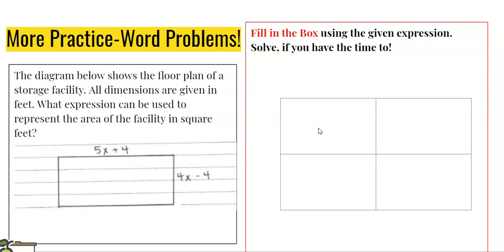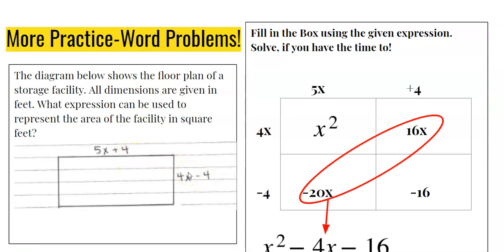Now you may be given real world examples via word problems. So below we have a diagram that shows a floor plan of a storage facility. All dimensions are given in feet. What expression can be used to represent the area of the facility in square feet? A lot of words, but this diagram tells us exactly what we're going to do. I know when I take the area of a rectangle, it's length times width. So notice I have a binomial here, a two-term expression, and a binomial here, a two-term expression. Therefore, I can multiply these two as such. 5x plus 4, 4x minus 4.